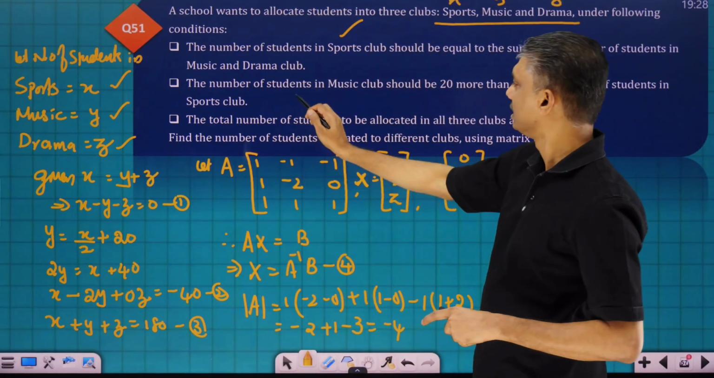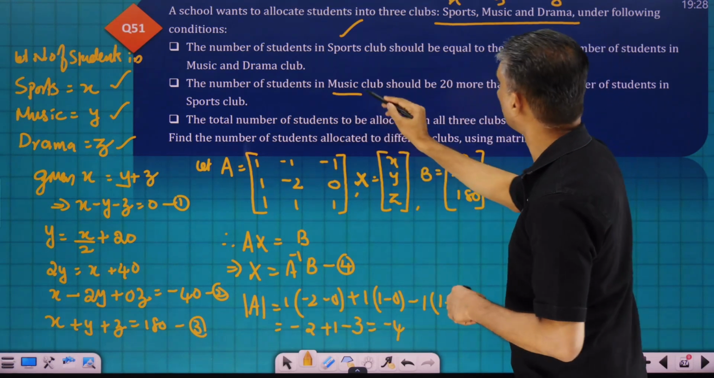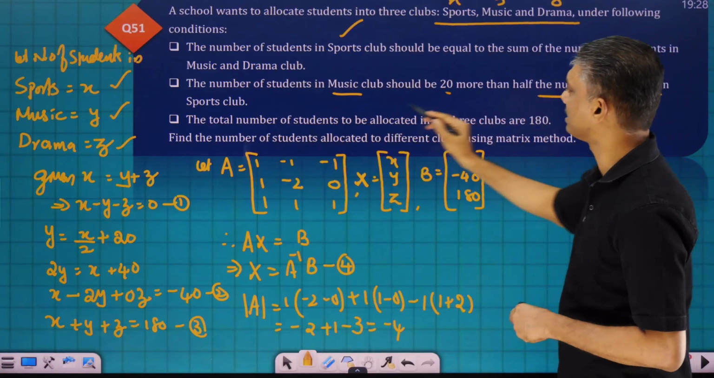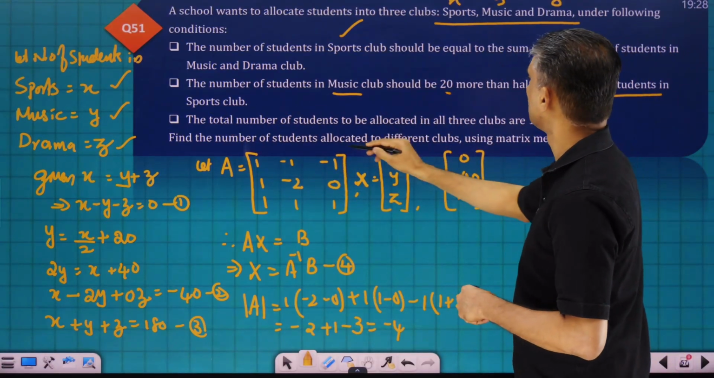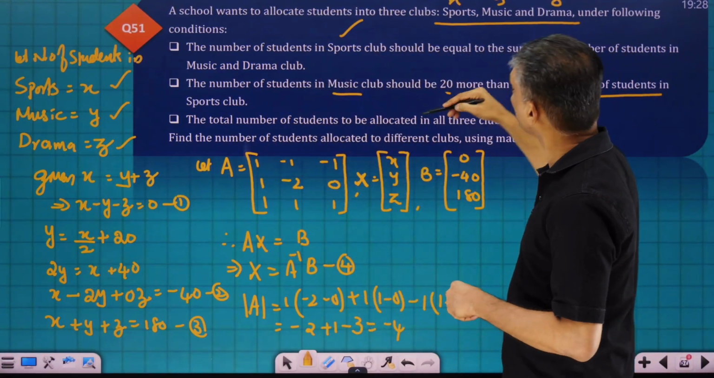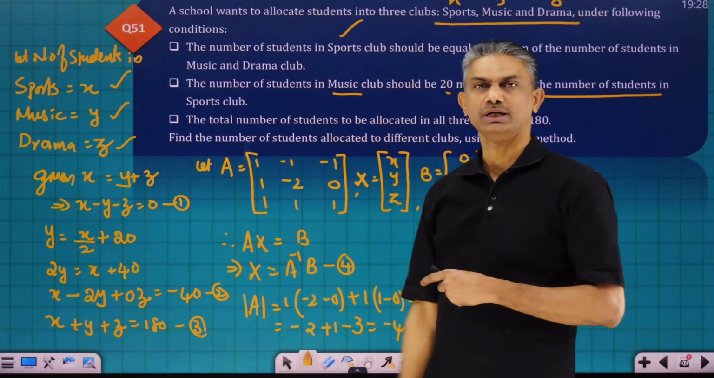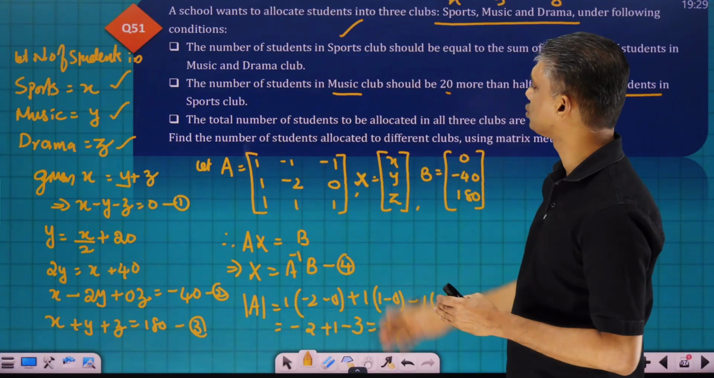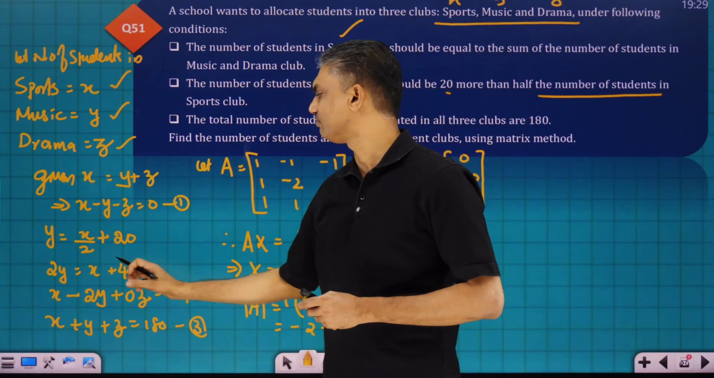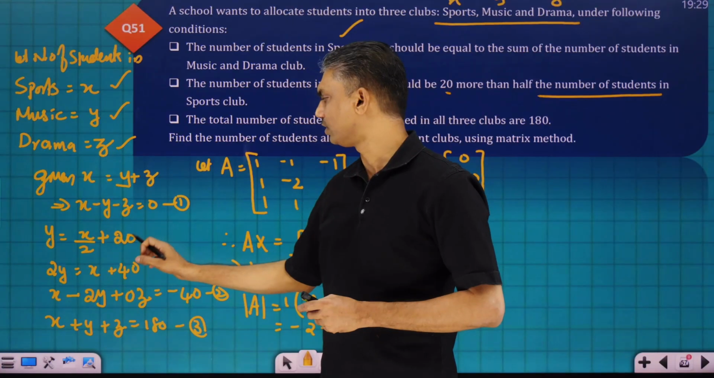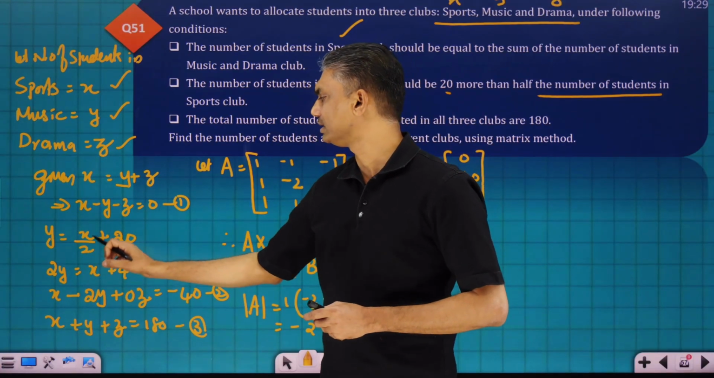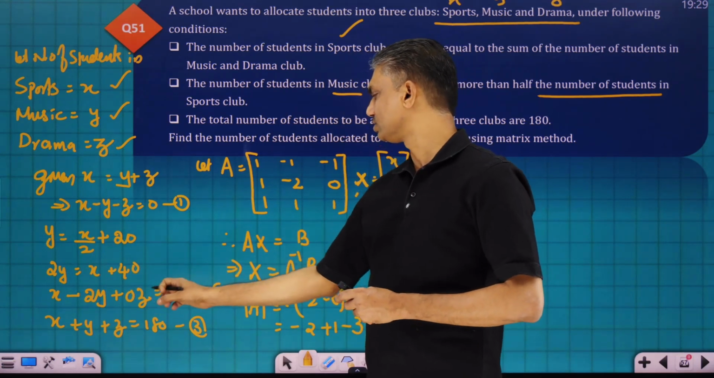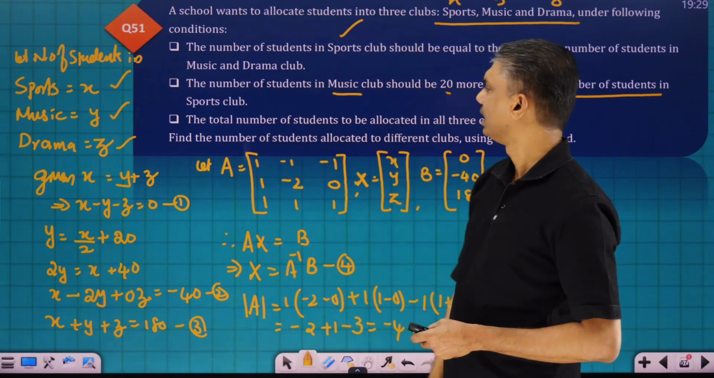Now, see the second condition. The number of students in music, that means Y, should be 20 more than half the number of students in sports. Sports is X. So Y is equal to X by 2 plus 20. If you take X plus 40 by 2, on the right side, 2Y is equal to X plus 40. So X minus 2Y plus 0Z is equal to minus 40. You can make the equation.